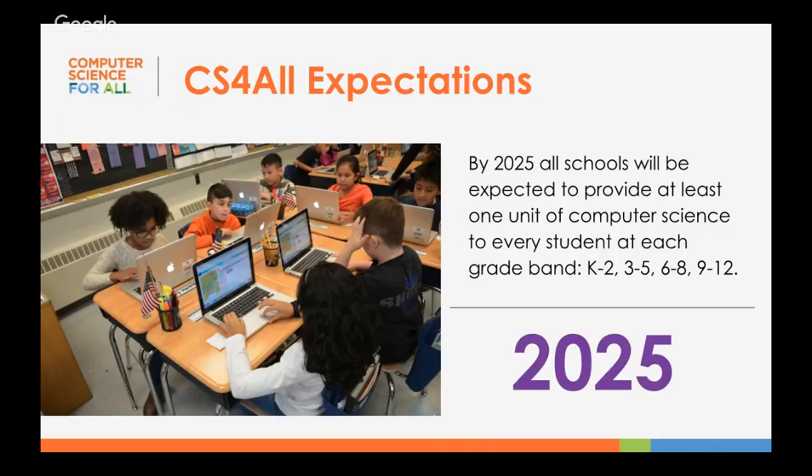So the broader scope of the CS for All initiative and the expectations around it is that by 2025, all schools will be expected to provide at least one unit of computer science to every student at each grade band. So at kindergarten to second, students should receive at least one unit of computer science, then third to fifth, sixth to eighth, and then high school. By 2025, all schools should be teaching this.